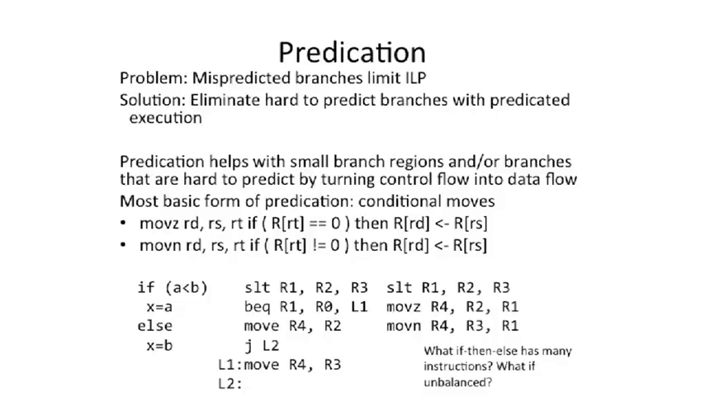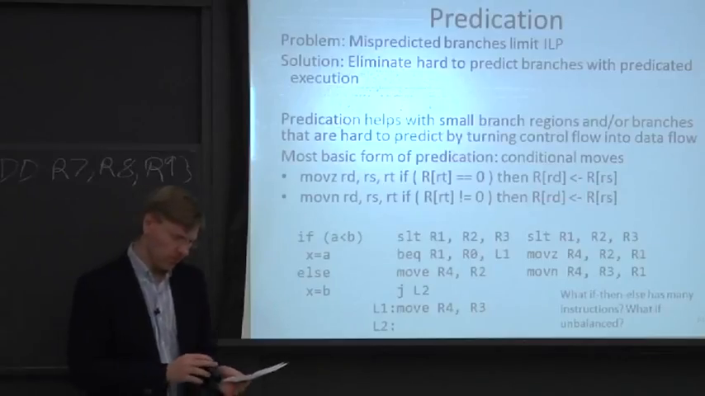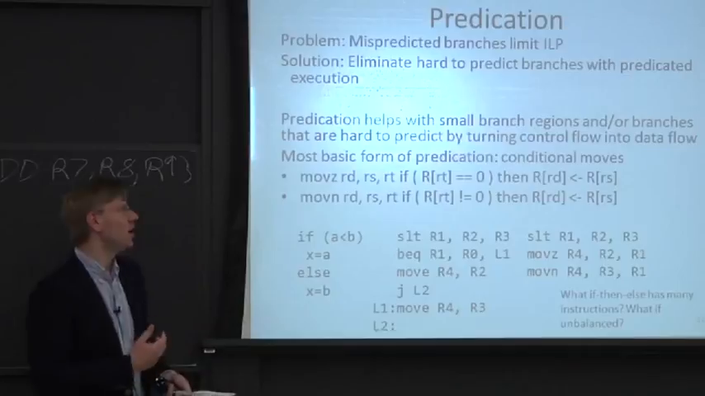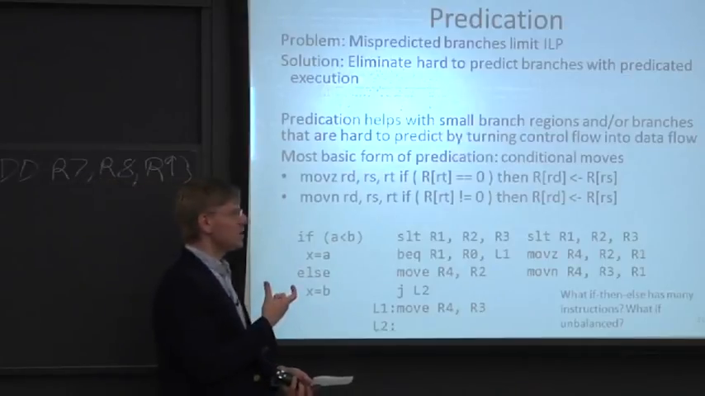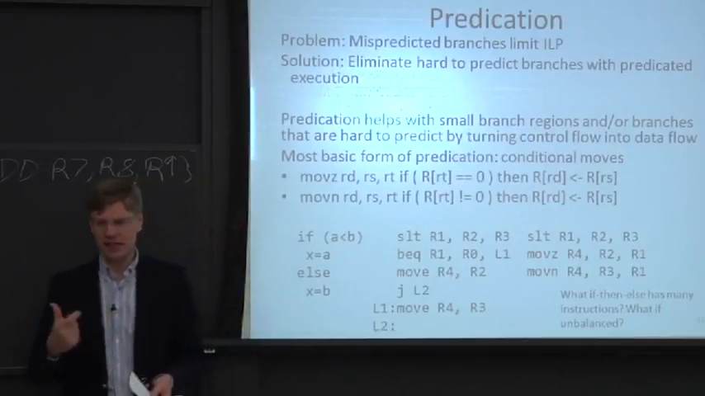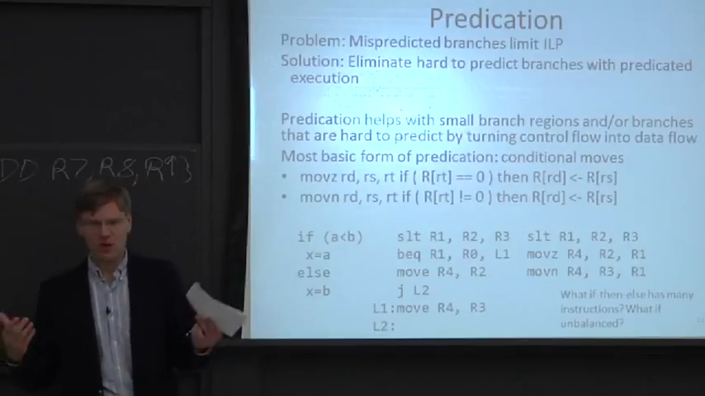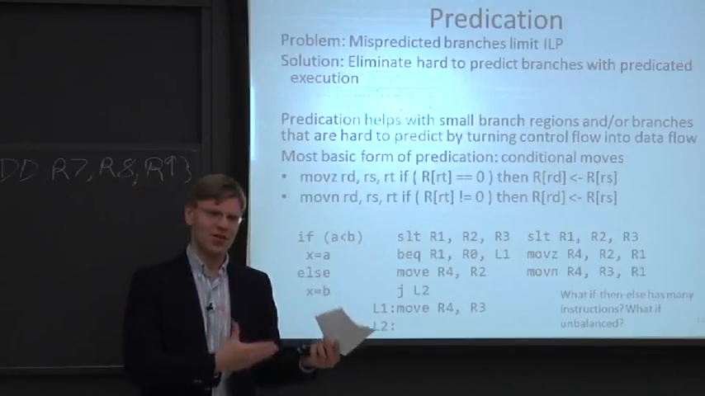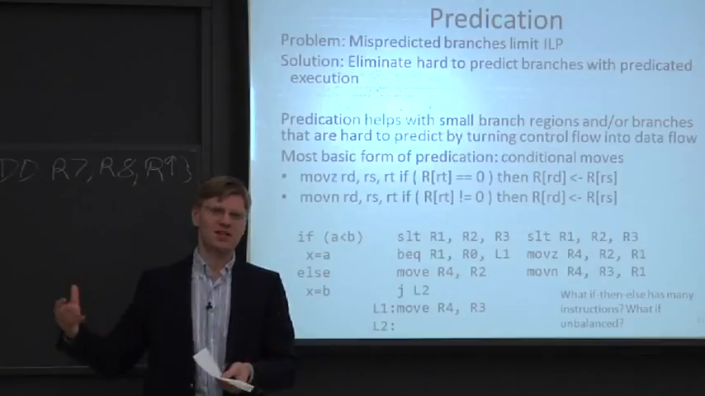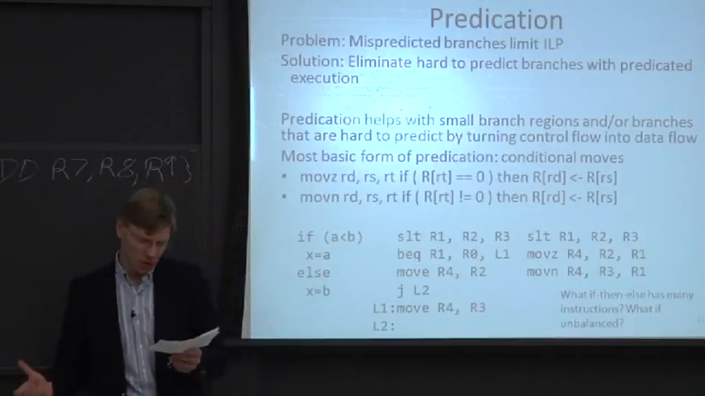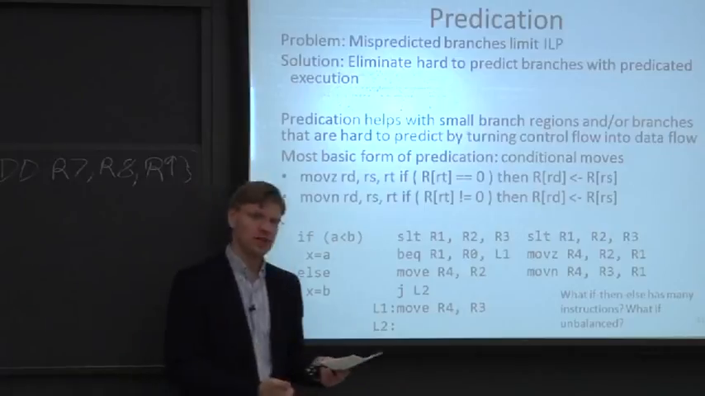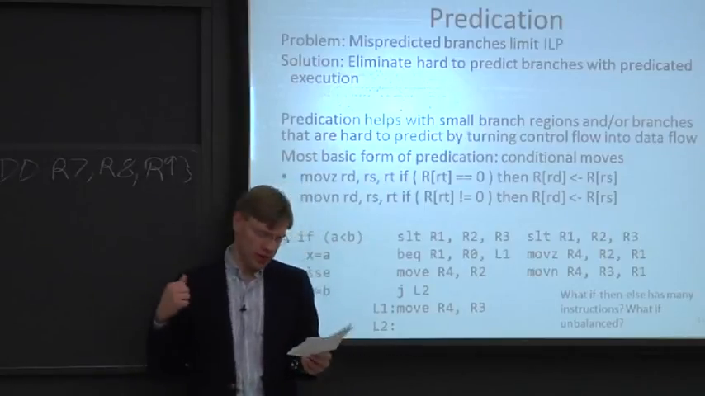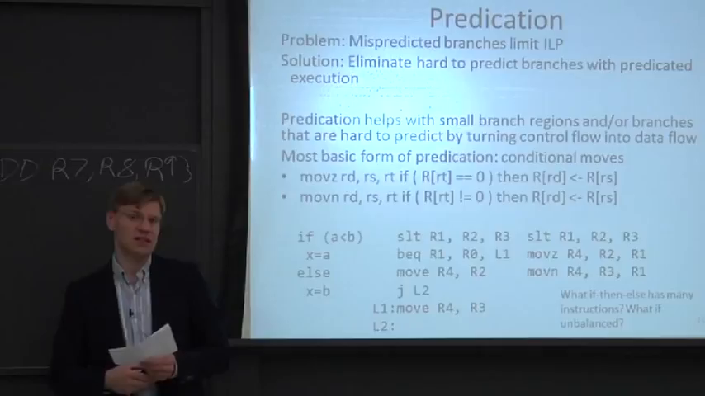OK, so our first technique here that we're going to use is called predication. So let's define what predication is. Well, first of all, predication is a technique that allows you to change the result of a register based on some other register. And it's going to let us transform hard-to-predict branches into data flow or data dependencies.